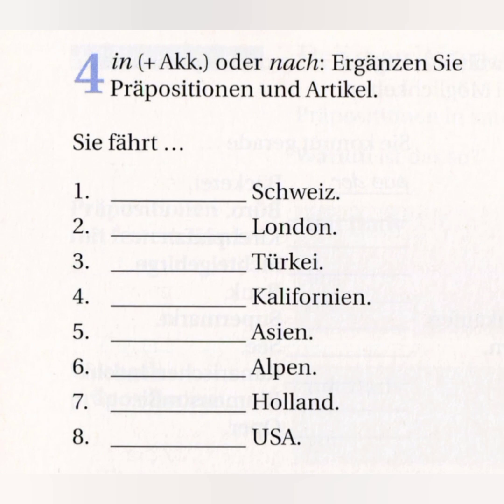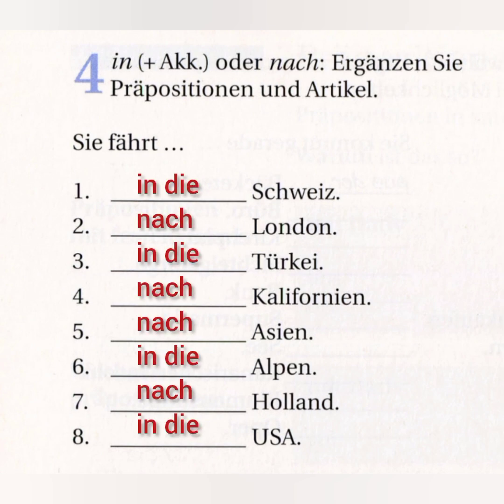Now, Schweiz, if you check on your dictionary, Schweiz is feminine. It's a country, Switzerland. It is considered die Schweiz. Now, because it has an article, the answer here should be sie fährt in die Schweiz. Because Schweiz is normally considered feminine. So it is in die Schweiz. Here it is wrong for you to use nach, because Schweiz has an article. So sie fährt in die Schweiz.